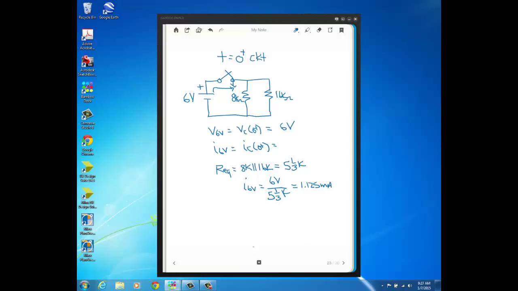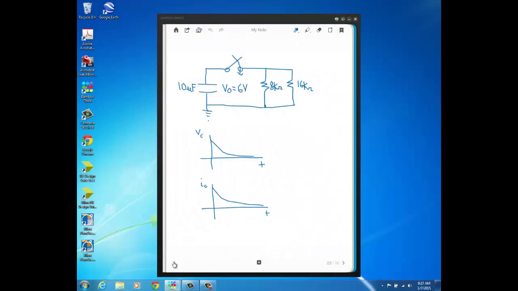Okay, so now if we look at our curves, this decaying exponential for the voltage starts at 6 volts, and this one starts at 1.125 milliamps.